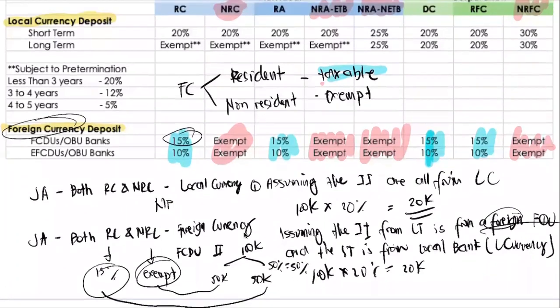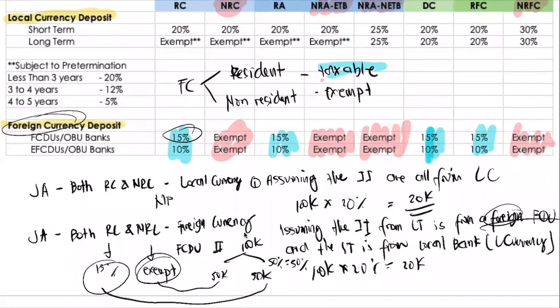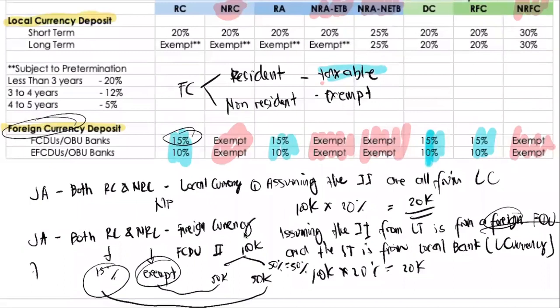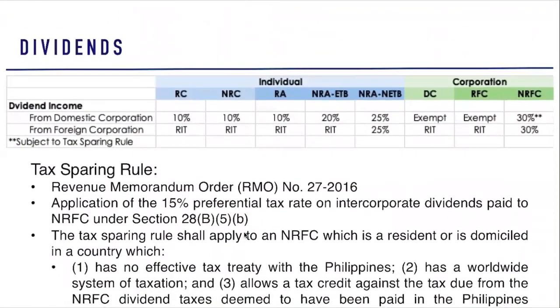The other is exempt. Why? Because we said all non-residents for FC or foreign currency deposit is exempt, while for your residents, they are subject to final tax. Okay? So be careful when it is a joint account. So how much is the tax? Of the 100,000, 50,000 times 15%. 50,000 times 15% is 7,500. Okay? 7,500.